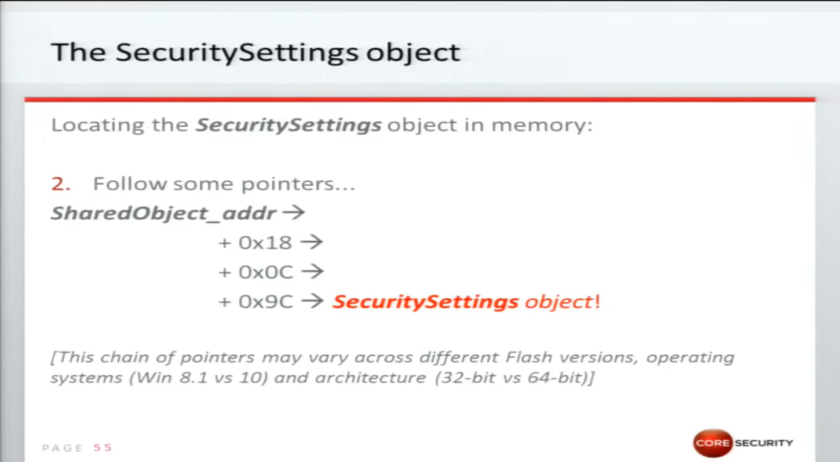That is, the address of the shared object, then dereference the pointer at offset 0x18, then 0x0C, then 0x9C, and there we have the address of our security settings. But note that if you are trying to port this to maybe a different version of Flash or a different operating system, that is Windows 8.1 versus Windows 10, or a different architecture, that is 32 bits versus 64 bits, you may need to check if these offsets remain the same. I'm not sure, maybe they change across different versions of Flash. So you may need to do some reverse engineering.